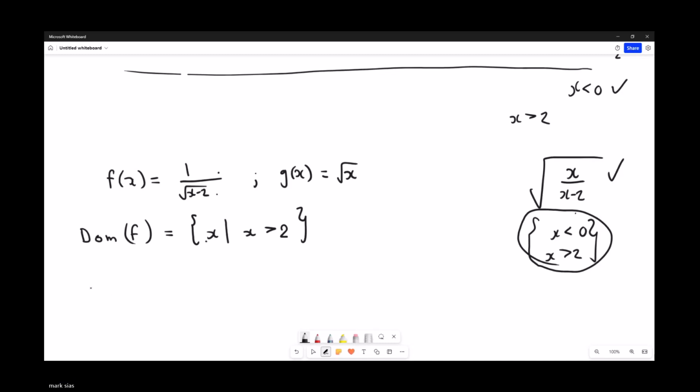Right. Let's get the domain of g. And here we have universal agreement that it is the set of x such that x is greater than or equal to 0. Yes.